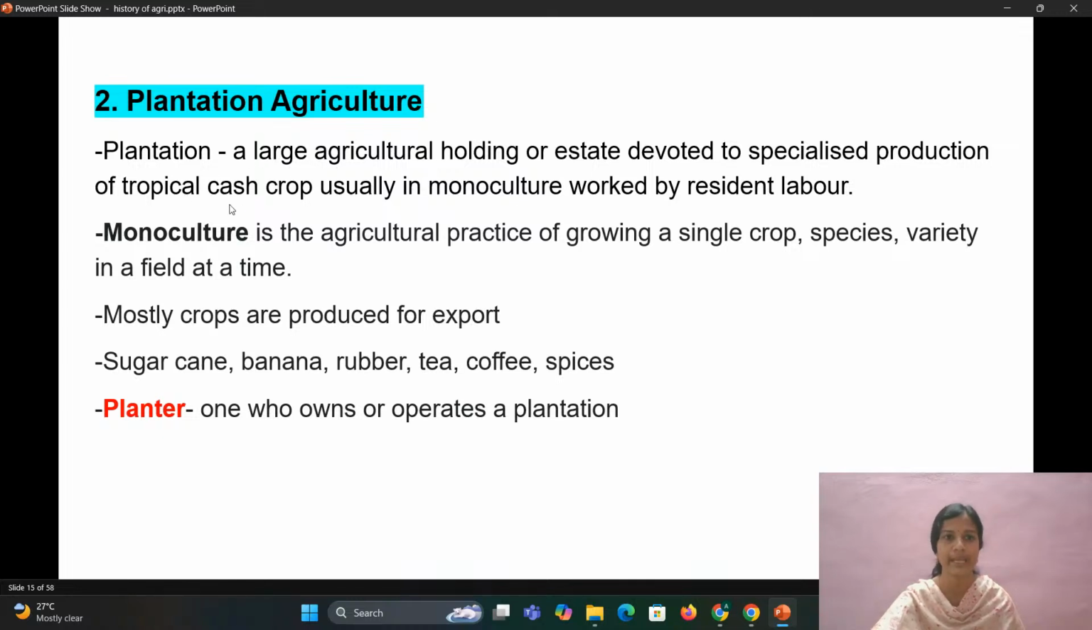Any crop cannot be termed as a plantation crop. Usually cash crops are grown in plantations, and it is usually monoculture. That is the same crop or the same species of a particular crop will be grown in the same place year after year. That is monoculture, and usually the workers will be residing in or around near to the plantations. That is resident labor. So the crops are mainly grown with an intention of getting remuneration, and mostly the crops are intended for export. So the major plantation crops are sugar cane, banana, rubber, tea, coffee, spices, etc. And the person who owns or operates a plantation is known as a planter.